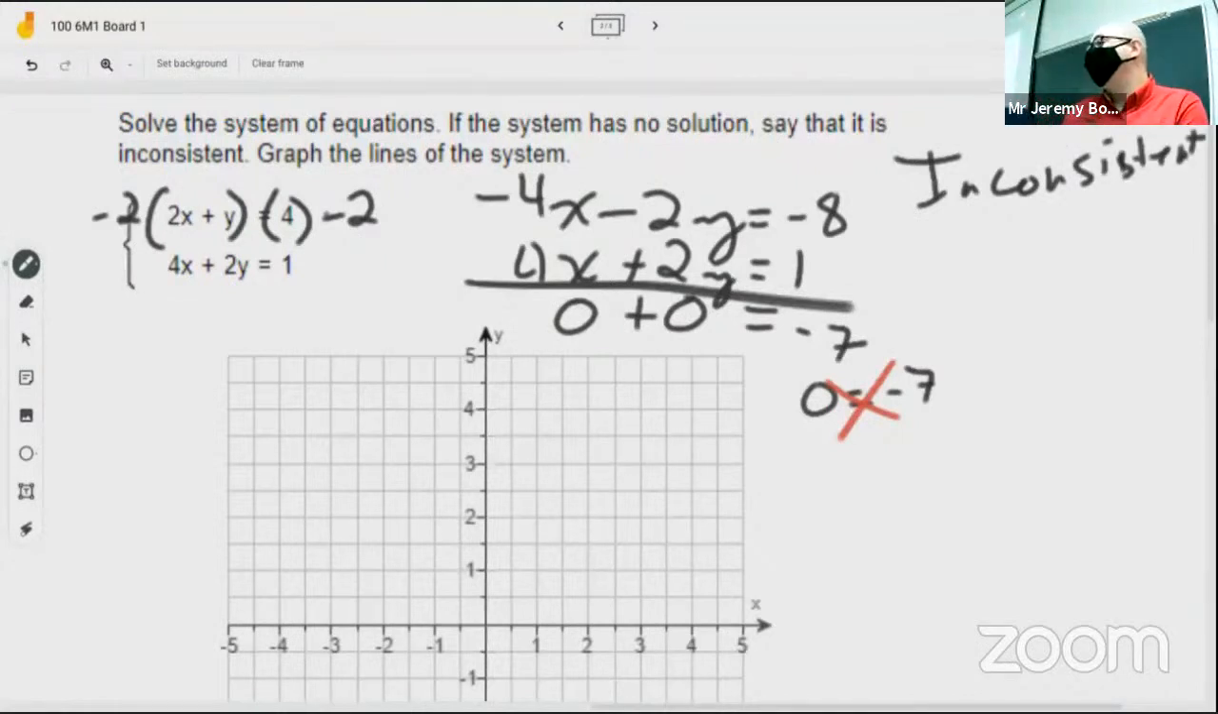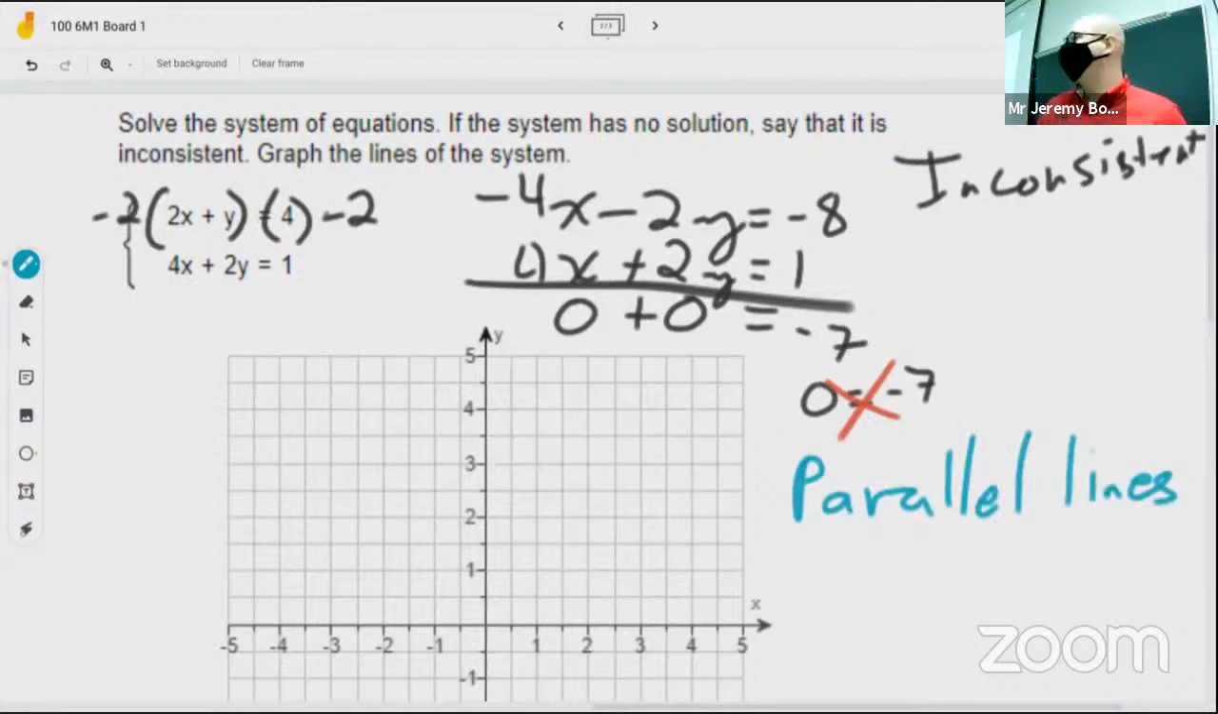And so that means there's no solution. So that means that these lines are parallel lines. Okay? So we know when we graph them, they should be parallel lines. Now, how do we graph these? There's a few different ways.